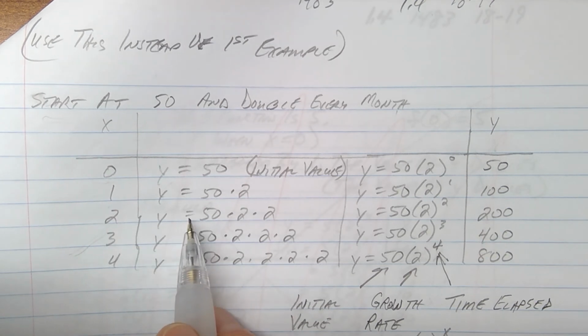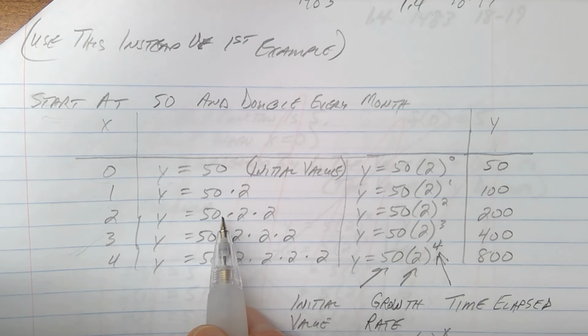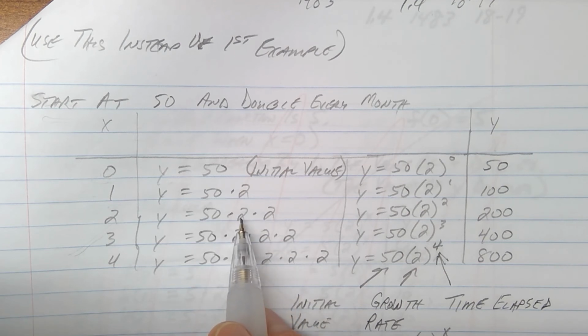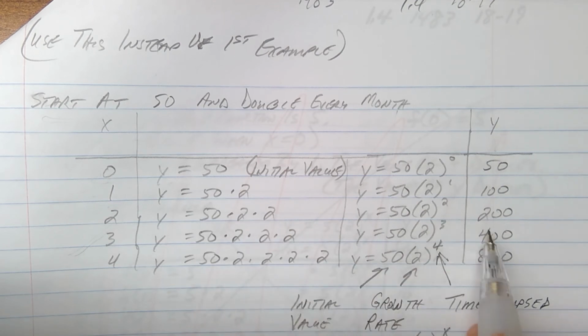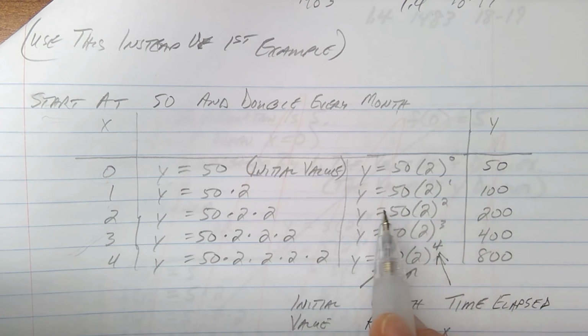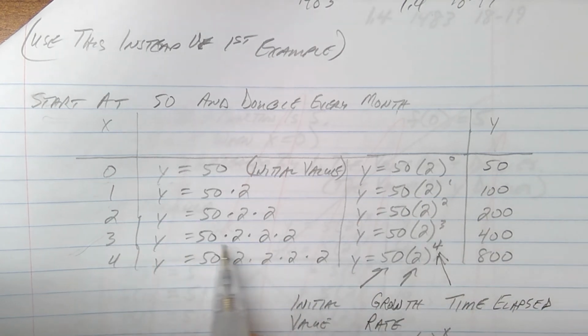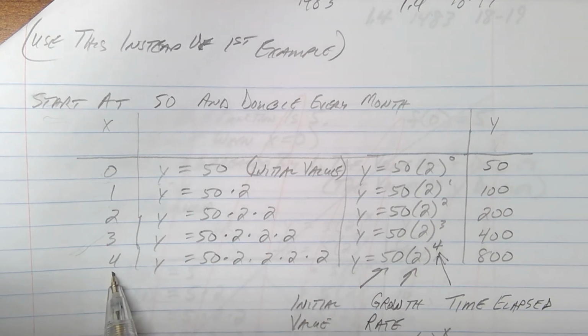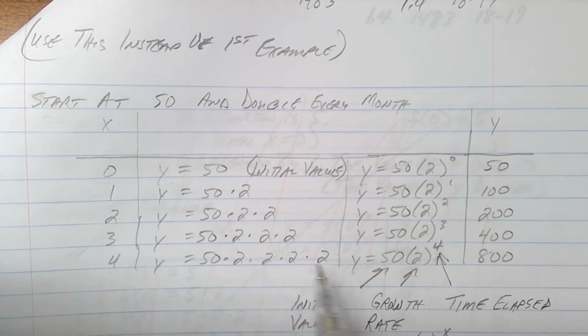Well, that means y equals the initial amount, what I started with, and I doubled it after the first month, and now I have to double it again after the second month. So 50 times 2 is 100, and then double it again. Now I'm up to 200. You guys can see what's happening here. 50, double it 3 times, 50, double it 4 times. So we're going to double it the number of times that the month goes by.